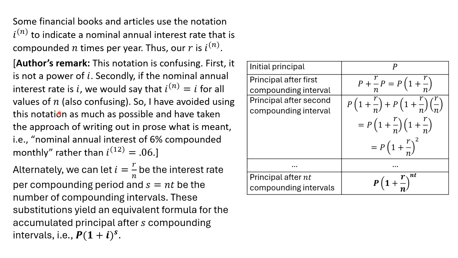So I've avoided using this notation as much as possible, and we've taken the approach of writing out in prose what is meant in particular. So nominal annual interest rate of 6% compounded monthly, rather than writing this notation here, which kind of means what I've written in words here. Okay, with that said, let's look at an example to help make this a little bit clearer.